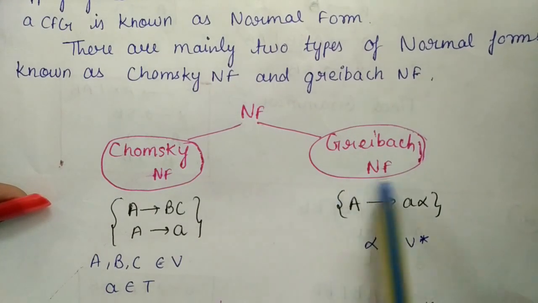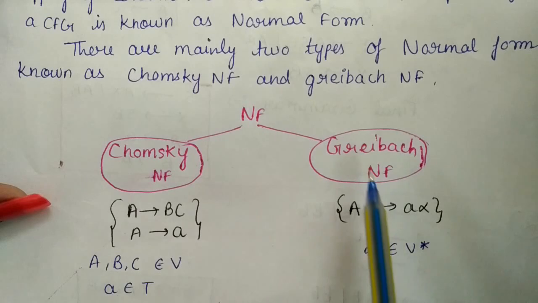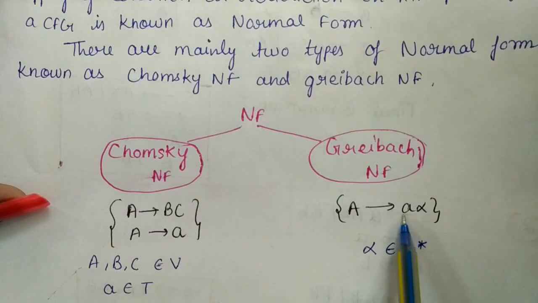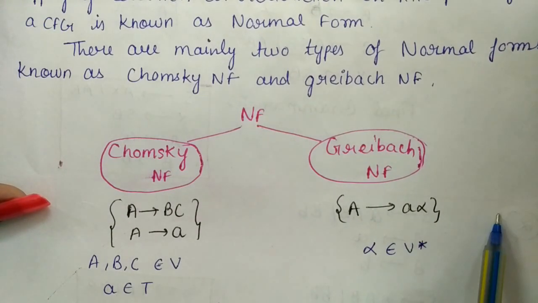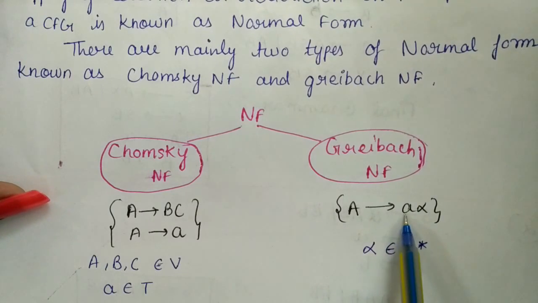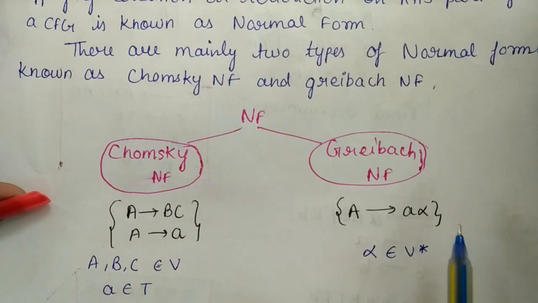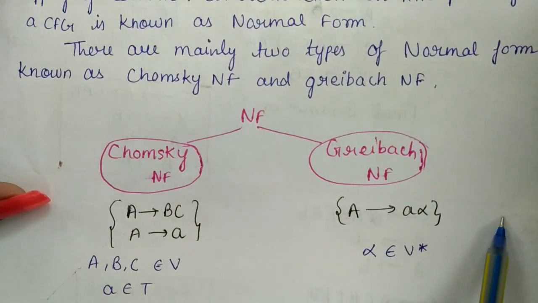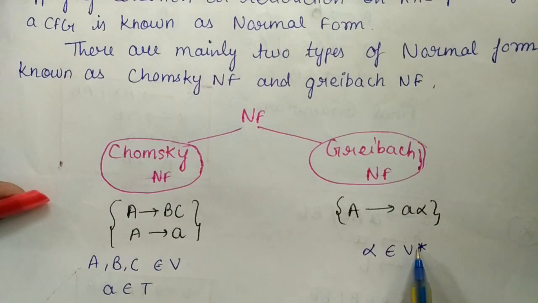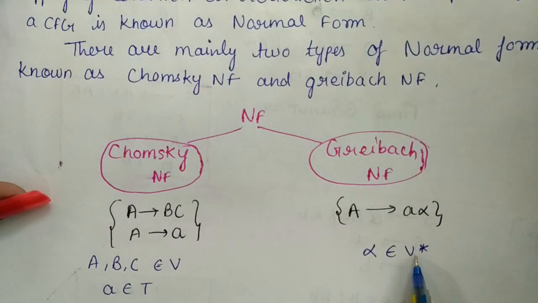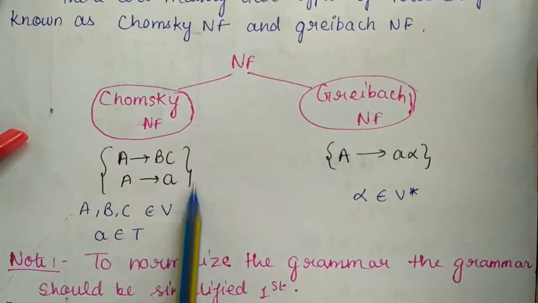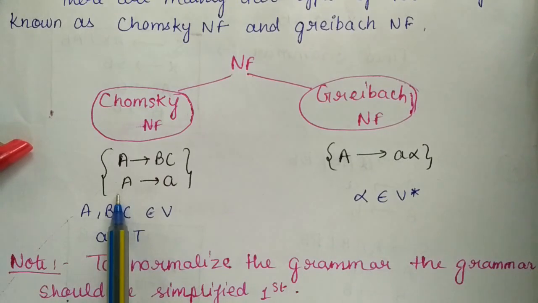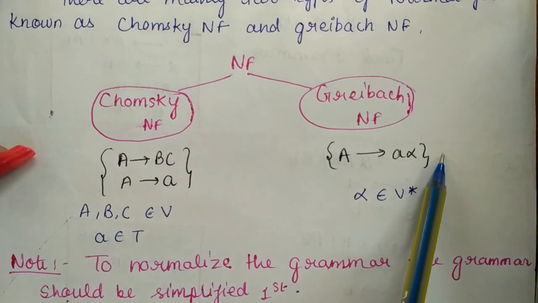In the Greibach normal form, the RHS part should always start with a terminal, and then it can have a number of variables. Means in the RHS part we have only one terminal, and then V star means we can have epsilon, or we can have 2, 3, 4, 5 or any number of variables. So this type of form is known as Chomsky normal form, and this type of form is known as Greibach normal form.